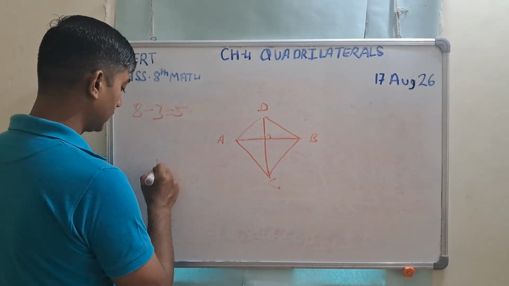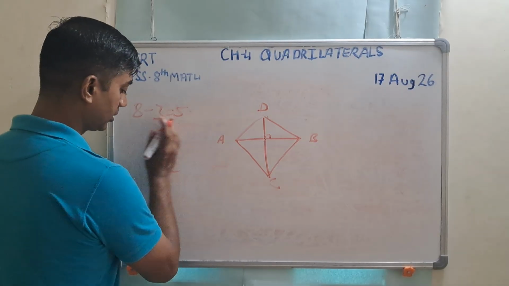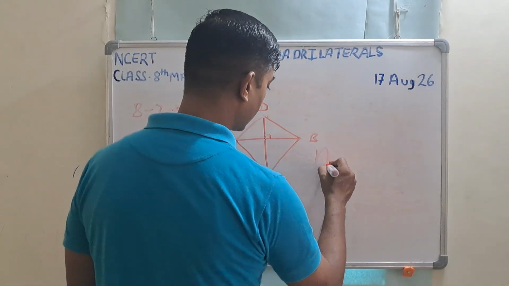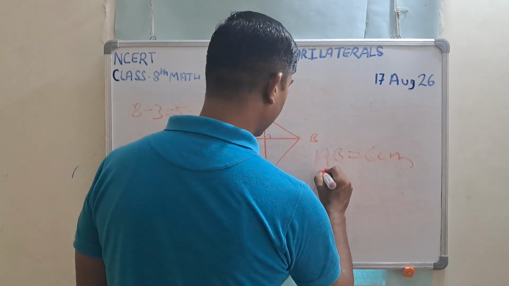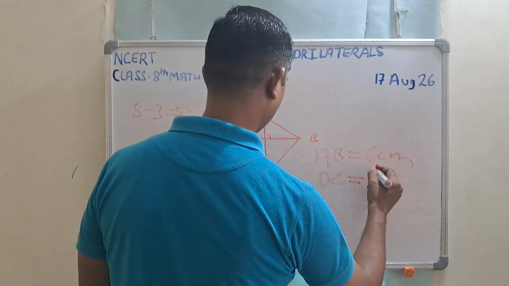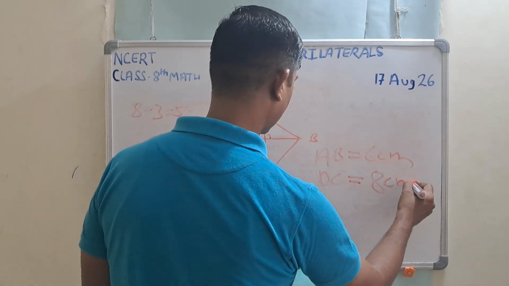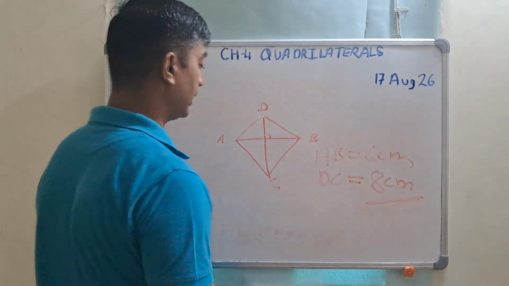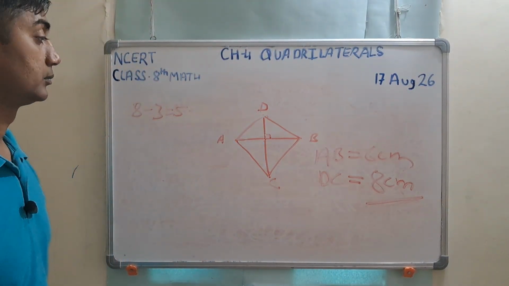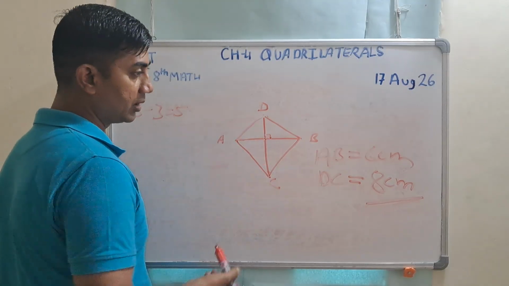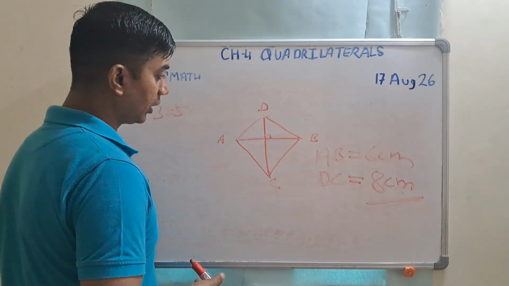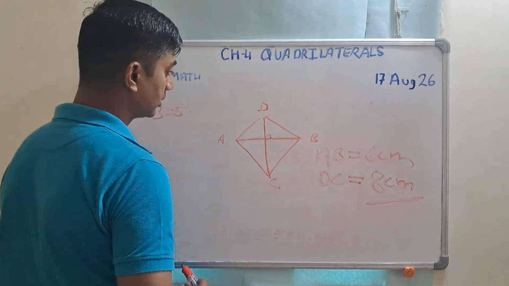Join the endpoints. This is your figure of the kite, in which your AB is 6 centimeter and DC is 8 centimeter. Understood? So in this way, with the help of your compass and scale, you can draw a kite.